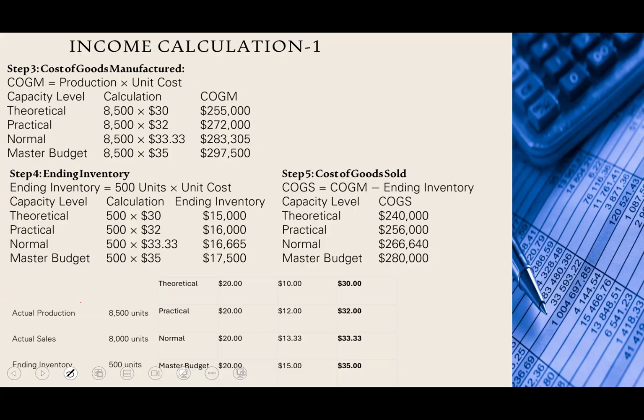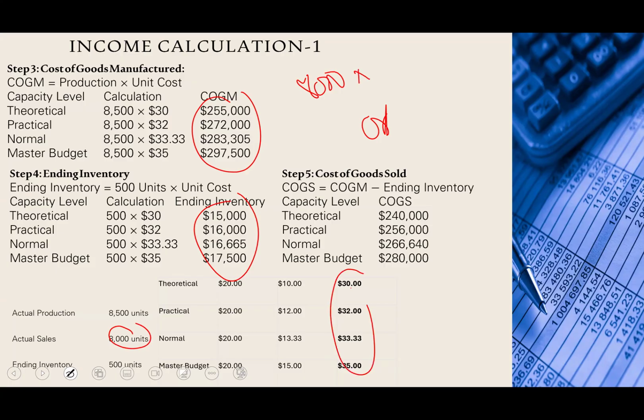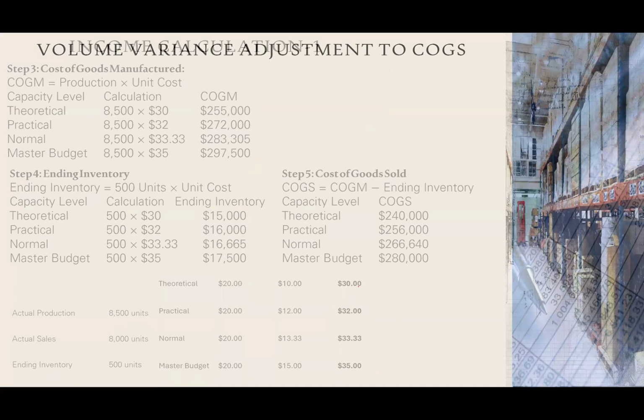Once again, I can either subtract ending inventory from cost of goods manufactured, or I can simply say 8,000 units in cost of goods sold multiplied by these four costs, and so on, I will get these numbers. Everybody clear how we got cost of goods sold? It is basically the number of units sold multiplied by the product cost per unit under each capacity assumption. You with me? Okay, let's go to the next step.